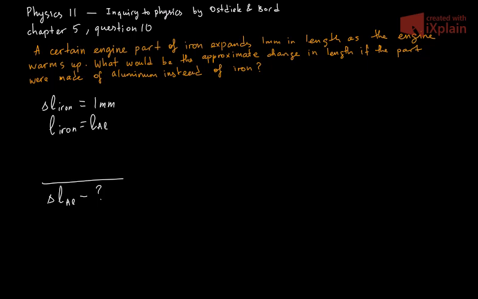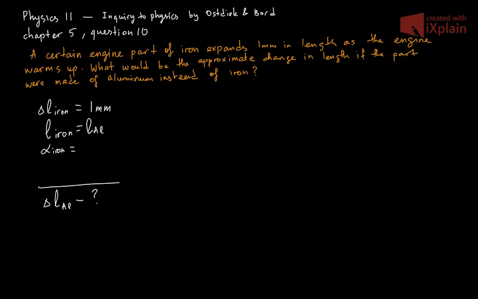Because it's a thermal expansion, we know the coefficient of thermal expansion of iron and aluminum. So alpha of iron equals 12 times 10 to the negative 6 over degrees Celsius, and alpha of aluminum equals 25 times 10 to the negative 6 over degrees Celsius. So it's a thermal expansion. What we know about thermal expansion is that delta L equals alpha L delta T.